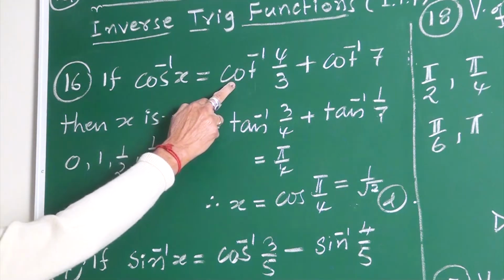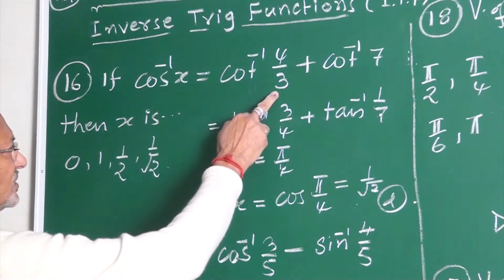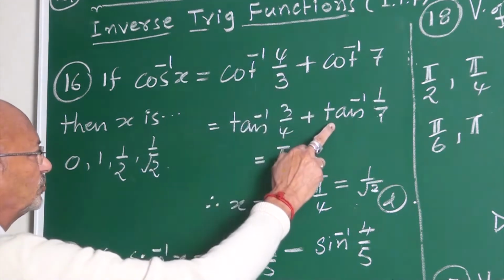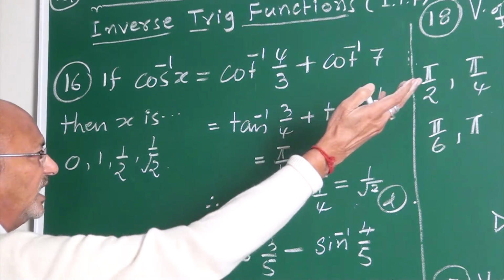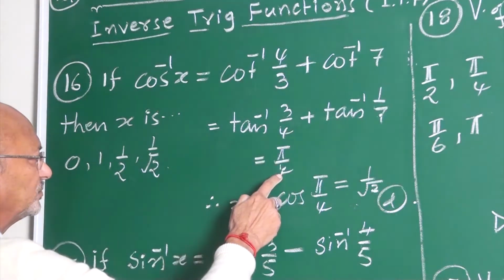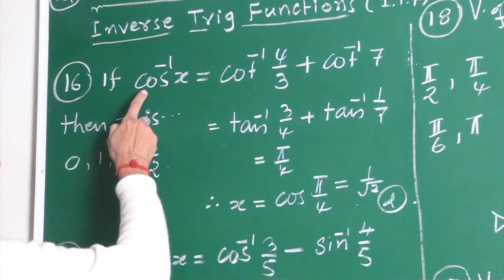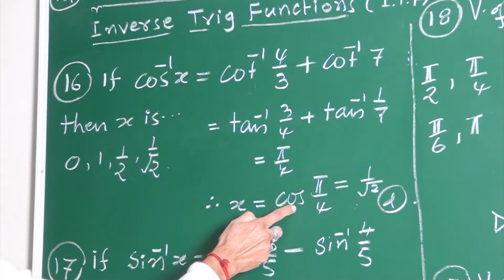So, cot inverse to tan inverse is reciprocal. I told, the time saving. This is pi by 4. What is x? Bring cos inverse this side. Cos pi by 4.